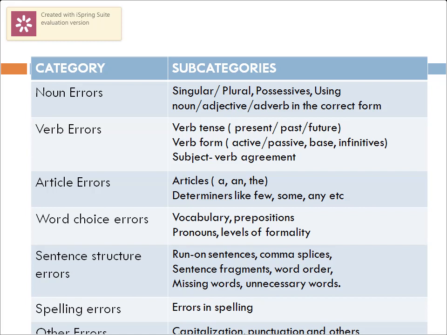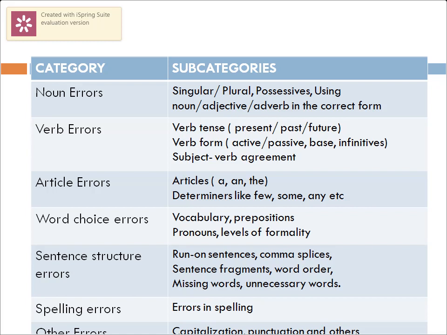The verb should always agree with the subject or the number of the subject. If the subject is singular, the verb has to be singular. If the subject is plural, the verb has to be plural. Now, this is one common error that is made by ESL learners. Another area of errors is the usage of articles like a, an, or the, or the usage of determiners like few, some, any. One other category of major errors is the word choice.